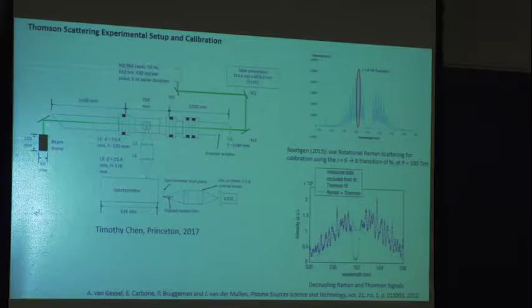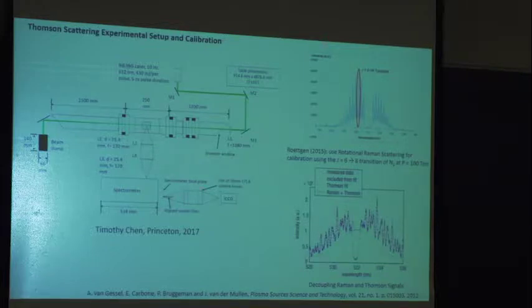So here is the beam dump, and then you have a lens to collect the scattered light perpendicular to the laser propagation direction, and you collect it with the spectrometer. And then you have some kind of filter to filter out the Rayleigh scattering, and you take the Raman scattering and Thomson scattering signal.